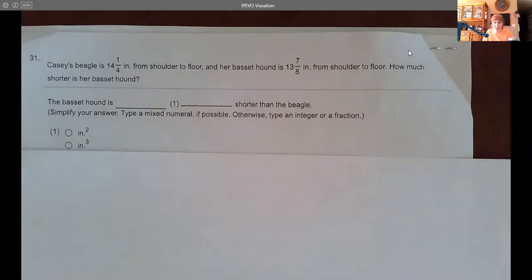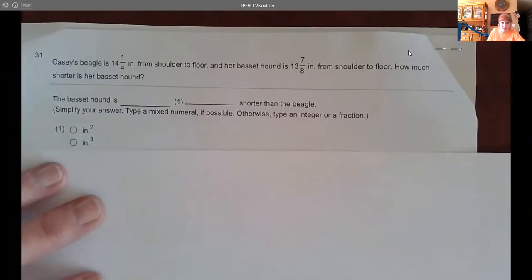All right, let's look at number 31. So we're almost finished here. These are some story problems. There will be some applications for your adding or your subtracting of your mixed numbers. So here we've got Casey's beagle is 14 1/4 inches from shoulder to floor, and her basset hound is 13 7/8 inches from shoulder to floor. How much shorter is her basset hound? So the basset hound is shorter by how much? So you'll subtract these. To find out how much shorter or how much longer something would be or taller, then you would be subtracting.